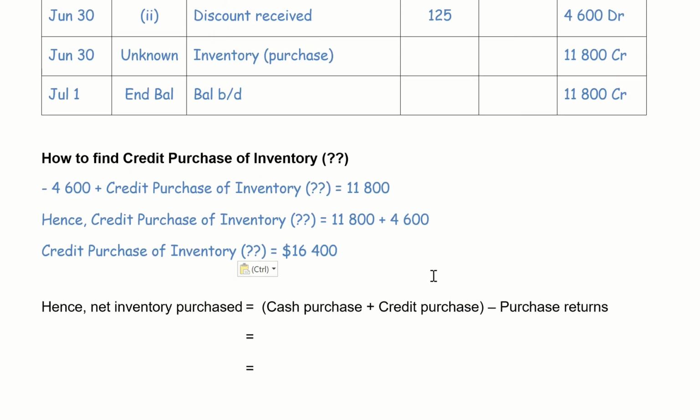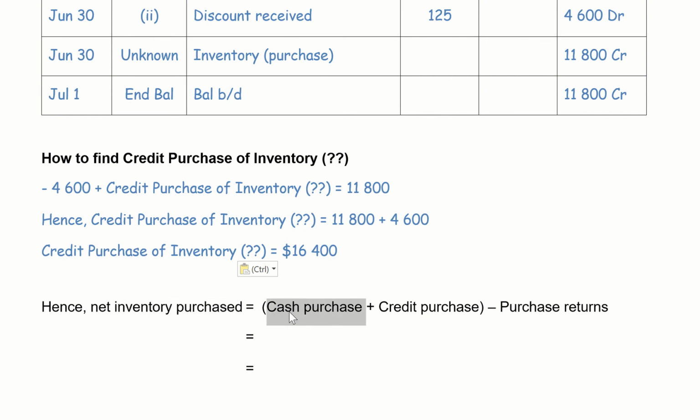But then again, let's not forget, this is only credit purchase of inventory. Actually, the correct answer to the question is net inventory purchase. Net inventory purchase means that after you have returned whatever damaged inventory. So net inventory purchase, the formula is cash purchase plus credit purchase minus purchase returns. So how do I calculate this?